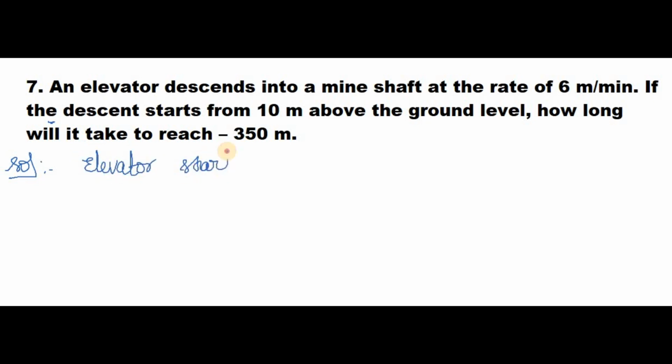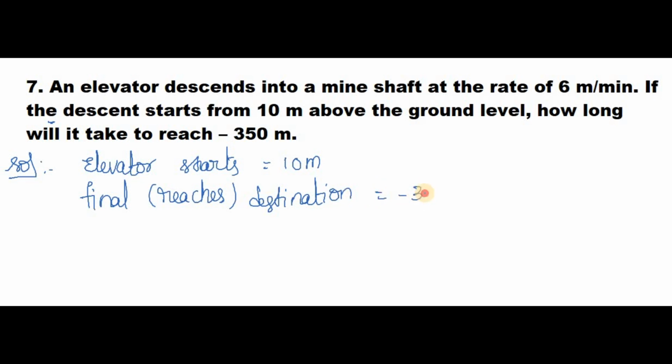Elevator starts at 10 meters above the ground level and finally it reaches, or final destination we can also call, is 350 meters below the ground level. And actually it started above the ground level by 10 meters. That means we have to even subtract that, and both have the same symbol, minus. So then we'll go for addition. 350 plus 10 will become 360 meters.